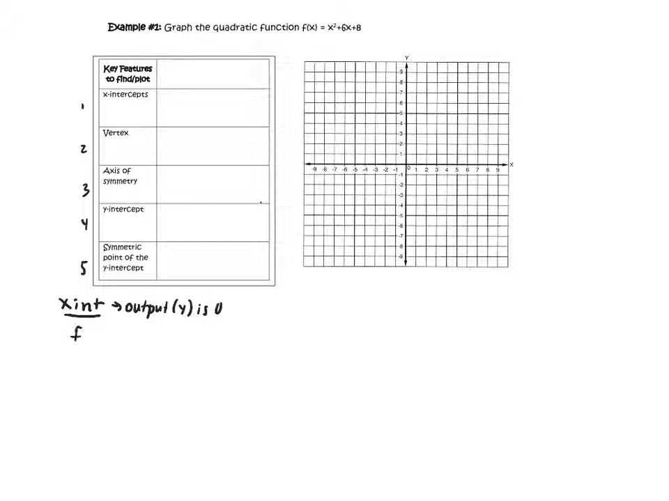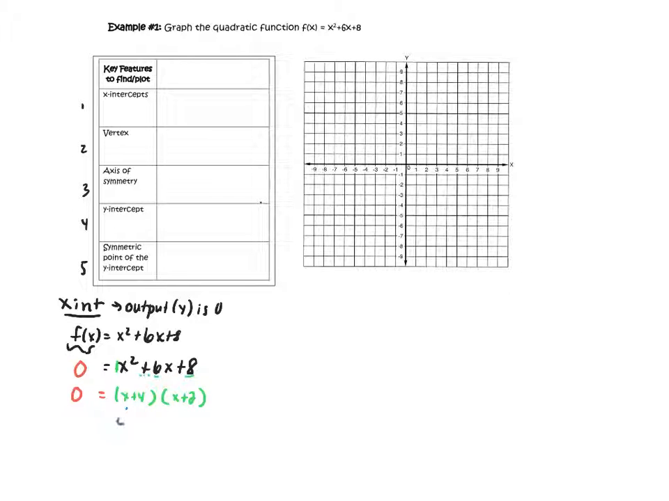So we can take our function, f of x, which is equal to x squared plus 6x plus 8, and since we're looking for the x-intercepts, we know the y value has to be 0. So we can take that output and set it equal to 0. So we can ask ourselves what x value would give the y value to be 0. So we're going to use some factoring. We do notice that the leading coefficient is a 1. So we're asking ourselves what numbers would multiply to 8 and add up to positive 6. And those numbers are positive 4 and positive 2.